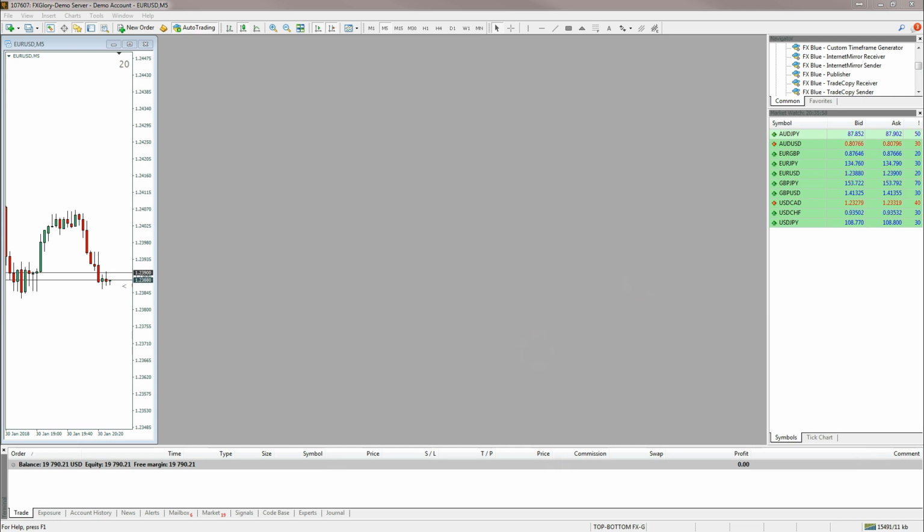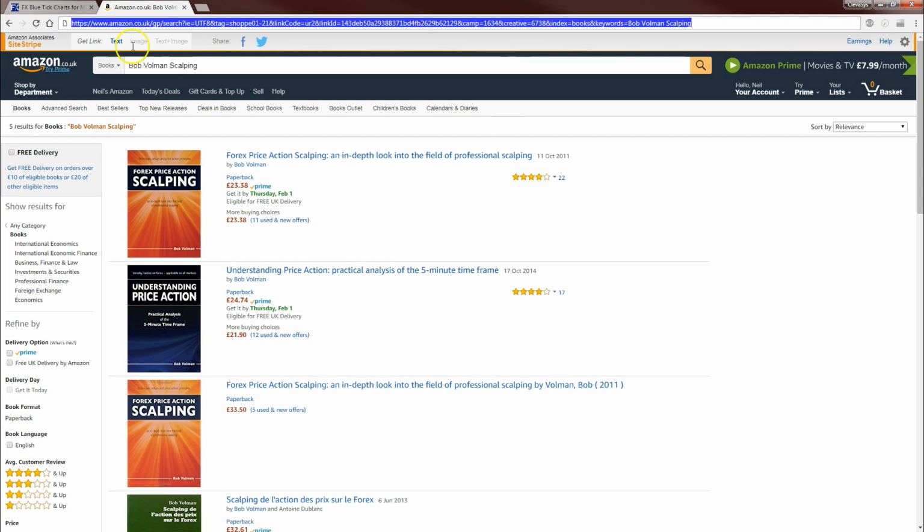But anyway, what I wanted to show you was how it works, not how the book works. I'm going to show you the book and things like that, but basically how to get the tick bars on your MT4. This is the book we're talking about here, this one with the orange cover.